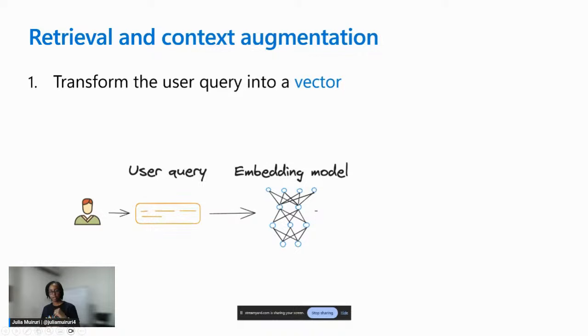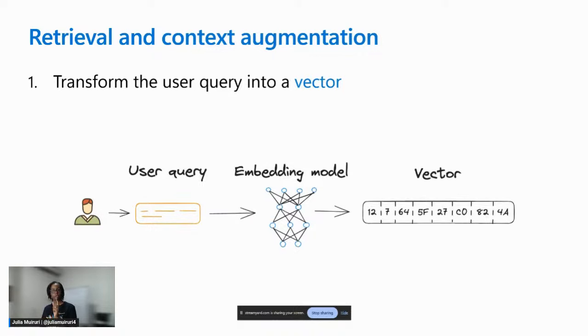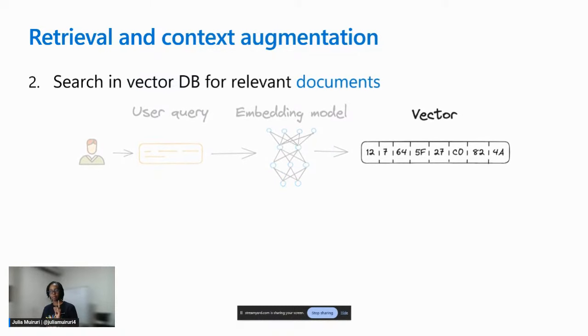So at this point, I've come in with my question. My question is going to go through the embedding model and be converted into its vector representation. From this, the next step is that the retriever will perform a quick search. It's going to look at this new vector for the user query, and then look through the knowledge base that you created.